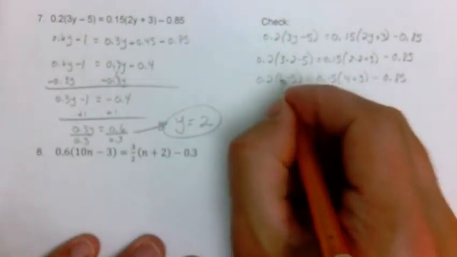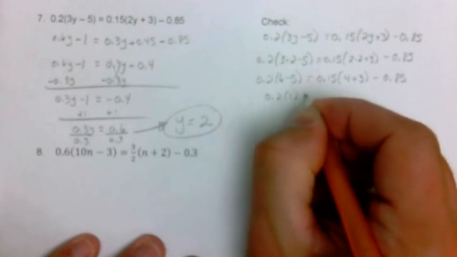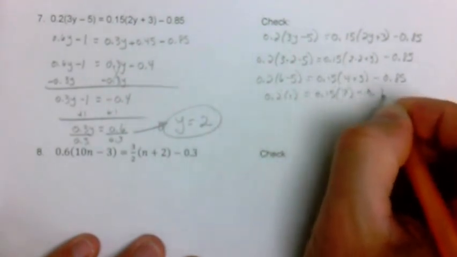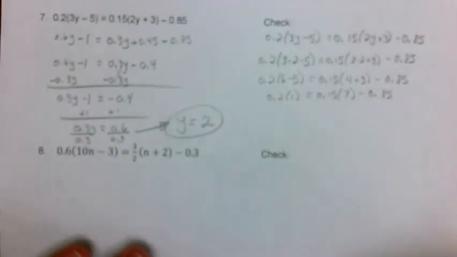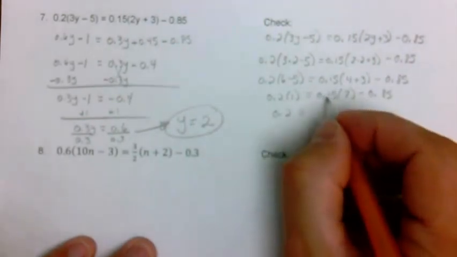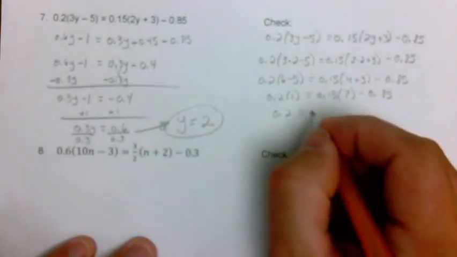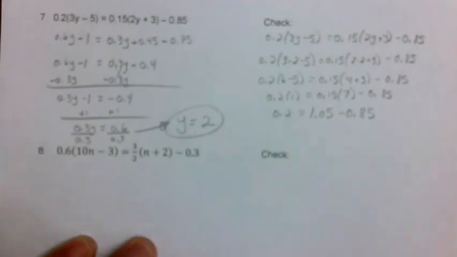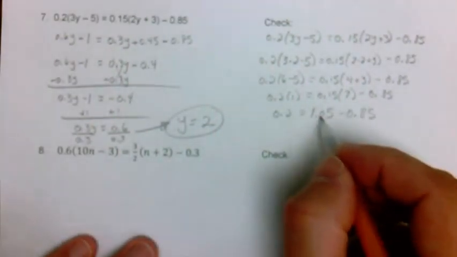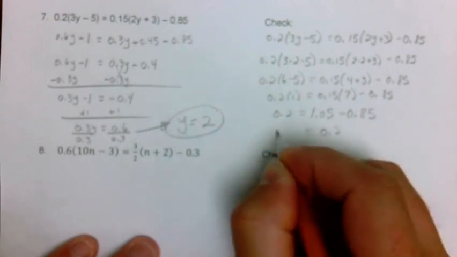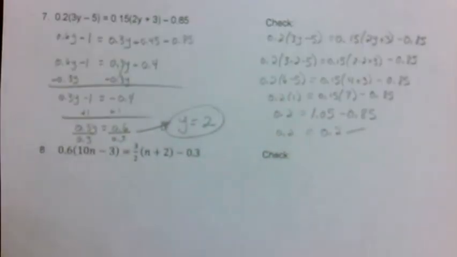In the parentheses now, 6 minus 5 is 1, so 2 tenths times 1 equals 15 hundredths times 4 plus 3 is 7 minus 85 hundredths. 2 tenths times 1 is just 2 tenths. And on the right, 15 hundredths times 7, well, that's going to be 1 and 5 hundredths minus 85 hundredths. And then if you do 1 and 5 hundredths minus 85 hundredths on the right, you do get 2 tenths. So 2 tenths equals 2 tenths. The check worked out. We know that y has a value of 2.